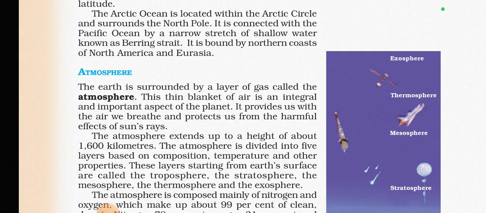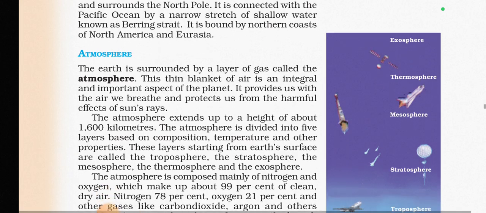The atmosphere is divided into five layers based on composition, temperature, and properties. Starting from the Earth's surface, the lowermost layer is known as the troposphere, just above that is the stratosphere, then the mesosphere, then the thermosphere, and then the exosphere.